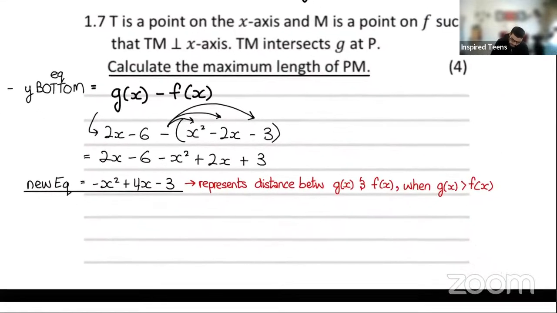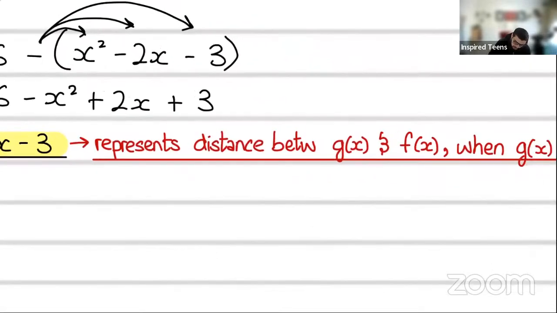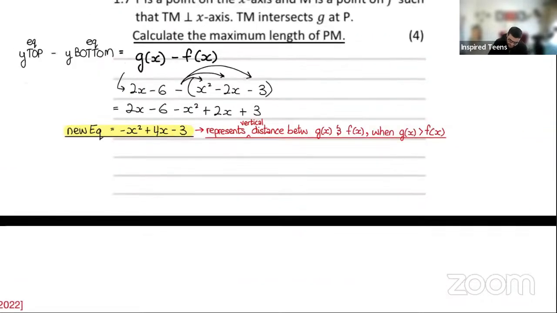This is also key for us to understand. This equation, this lovely new equation, represents, I should add here actually, the vertical distance between g of x and f of x when g of x is greater than f of x, meaning when g of x is above f of x.